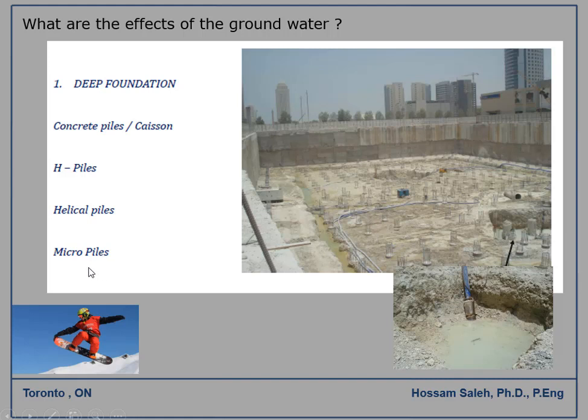Micro piles are very small, tiny piles, and they are very adequate for existing buildings or tiny spaces. They have small machines and you can install micro piles. So that's also designated as deep foundation because they go deep inside the soil and penetrate the soil. So it's not like excavation and pouring the concrete. That's a shallow foundation. But here we are talking about the deep foundation. Again, concrete piles or caisson, H piles, helical piles, or micro piles.